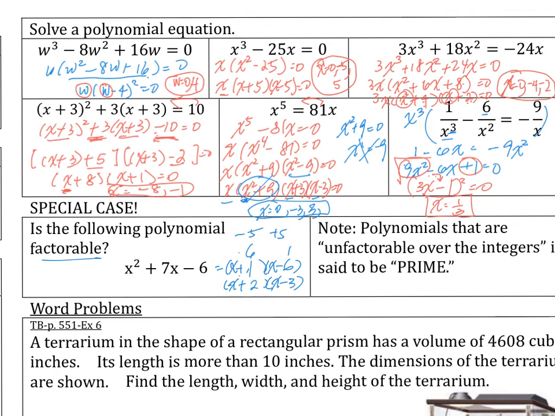If we use 2/3, 2 plus 2 minus 3 gives you -1. Doesn't equal the coefficient of the middle term. And if we use 3/2, we get +1. So it doesn't work. It's unfactorable. So polynomials that are unfactorable over the integers are said to be prime. So if I give you something like this, you just write prime.